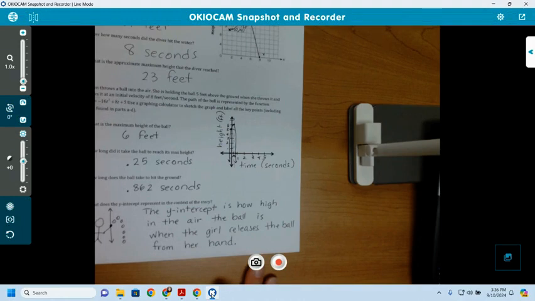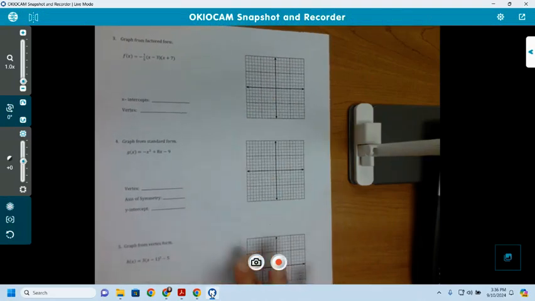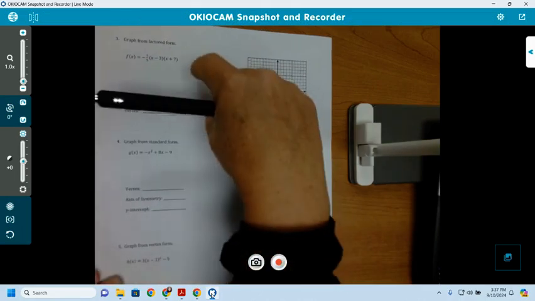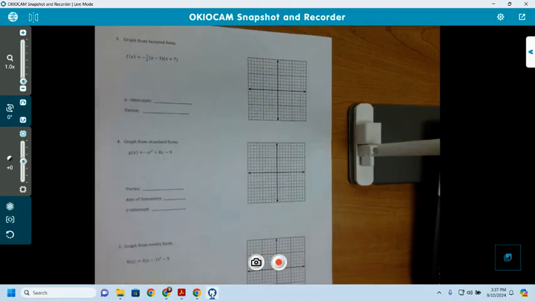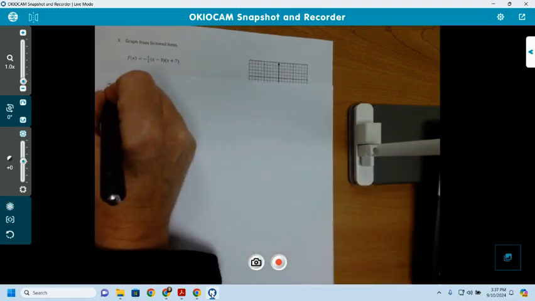Okay, let's go to the other side. Now my paper looks a little bit better than your paper. I know your graphs are a little bit messed up. And remember, I always recommend that you do this on a blank piece of paper. There really is not enough room in this space for you to do all of your calculations. So let's start with question 3.